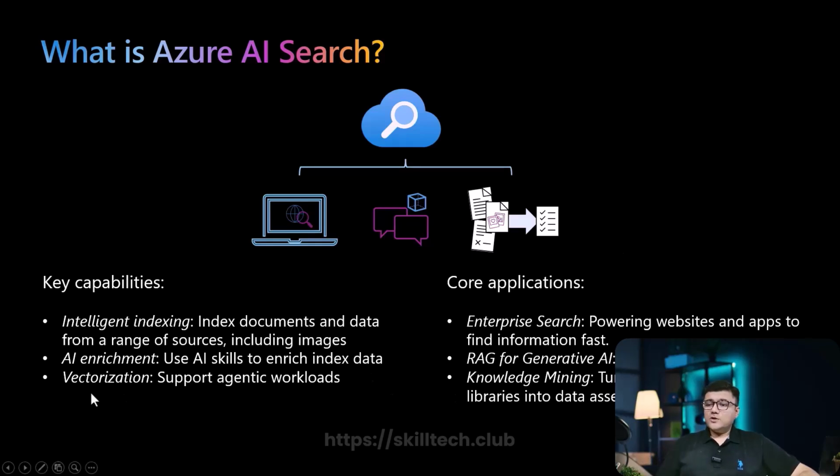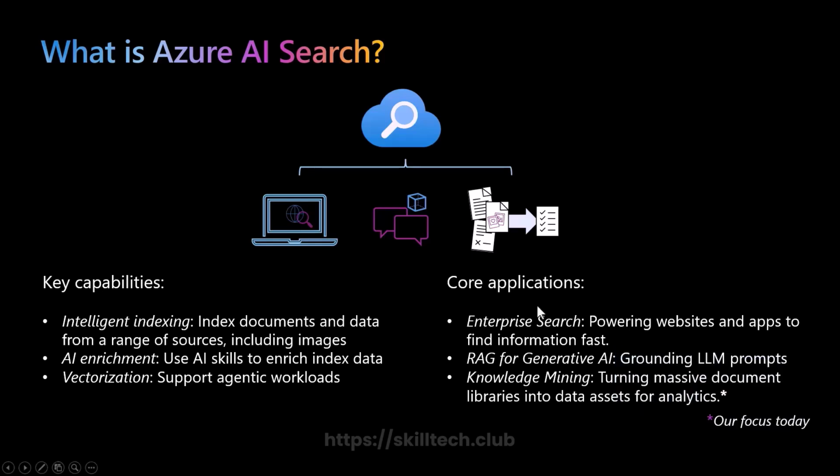And after this, you can also do vectorization. It supports agentic workloads, which means that the index which you're creating is going to be stored in a vector format. And that vector index is going to be used by your language model while retrieving the content, while generating the content. Where exactly can you use Azure AI Search?